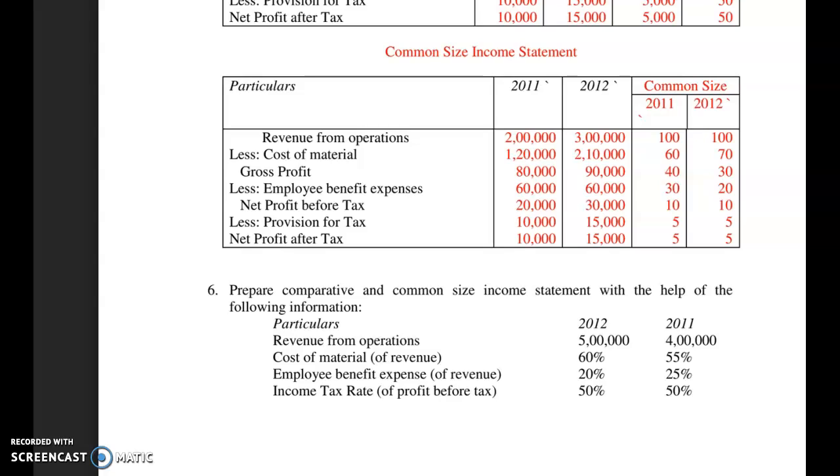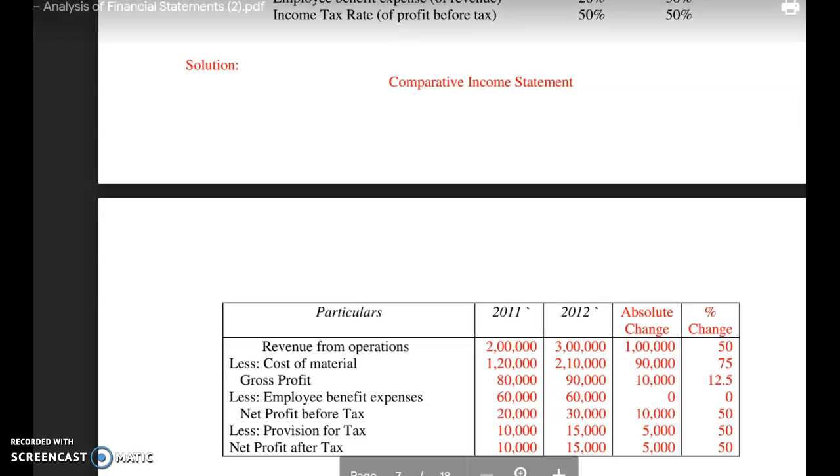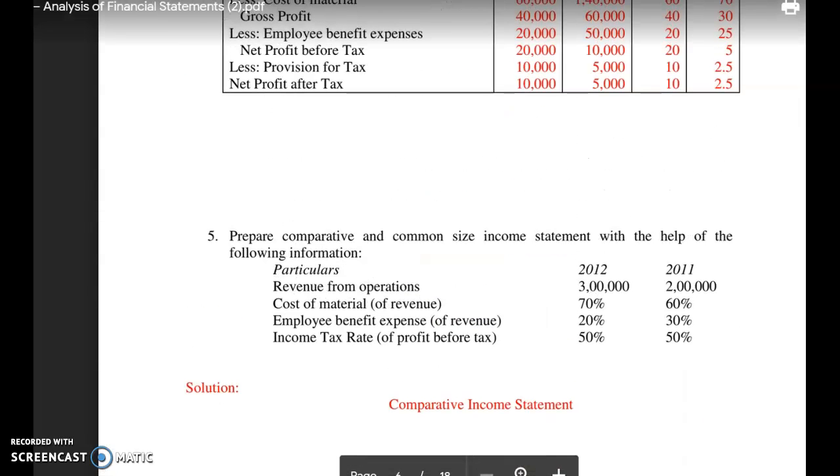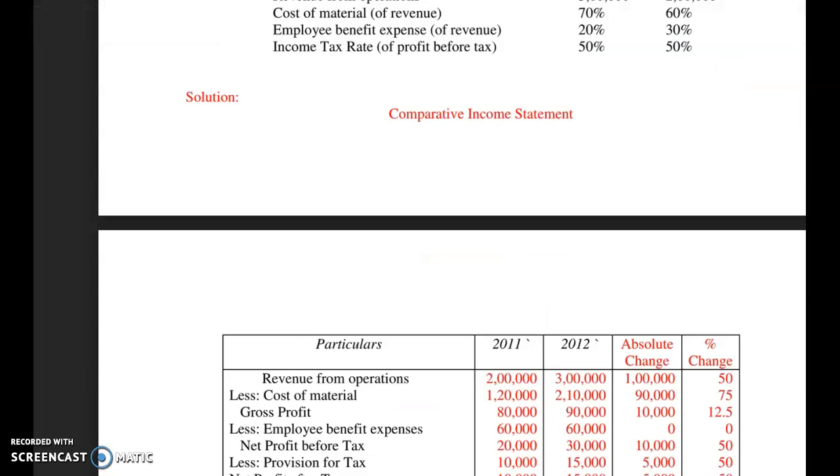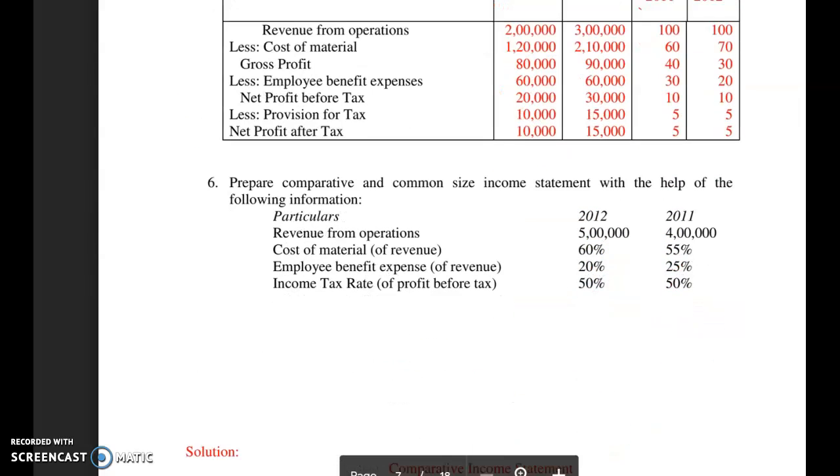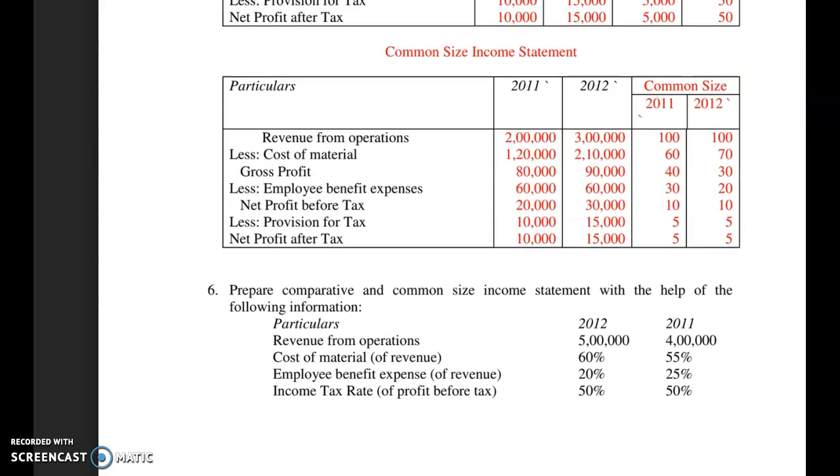When we deduct the employee benefit expenses from gross profit, the result will be the net profit before tax, that is 80,000 minus 60,000, which is 20,000, and 90,000 minus 60,000, which is 30,000. Then we also have to make the provision for tax. The tax rate is given as 50% for both years, and it is of what? It is of the net profit before tax. For the year 2011 it is 20,000.